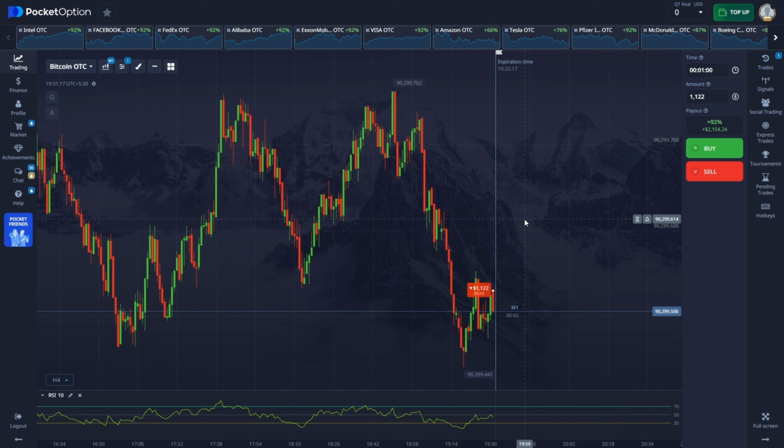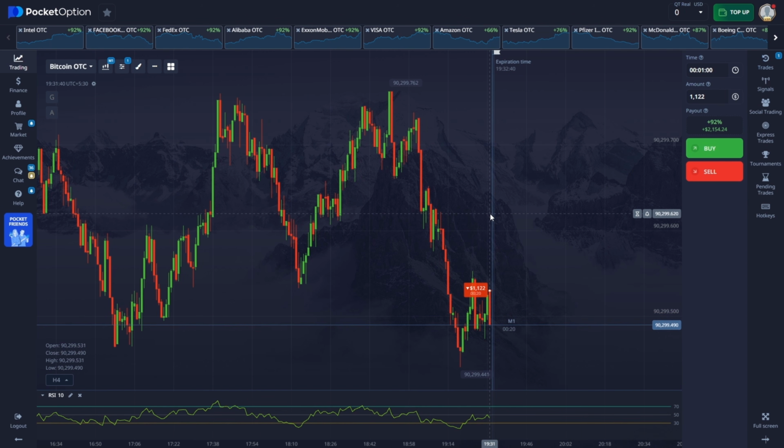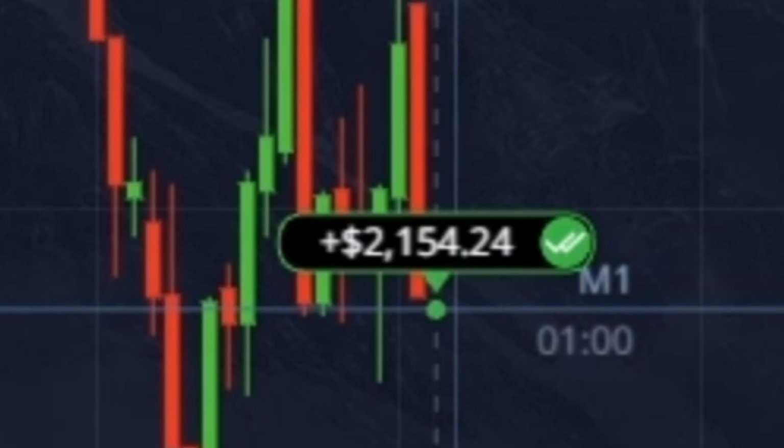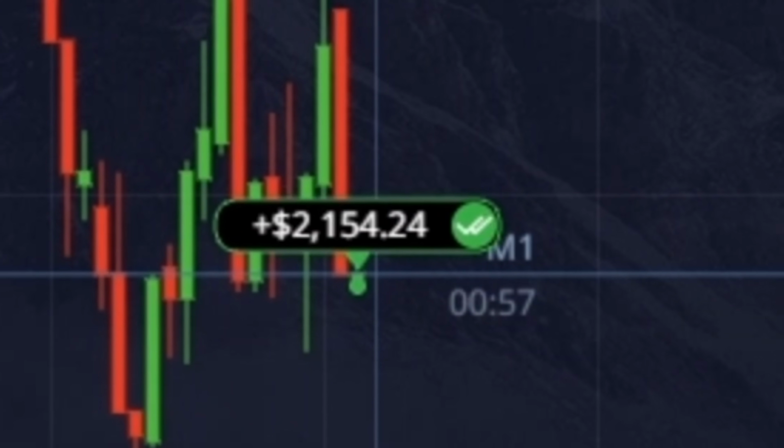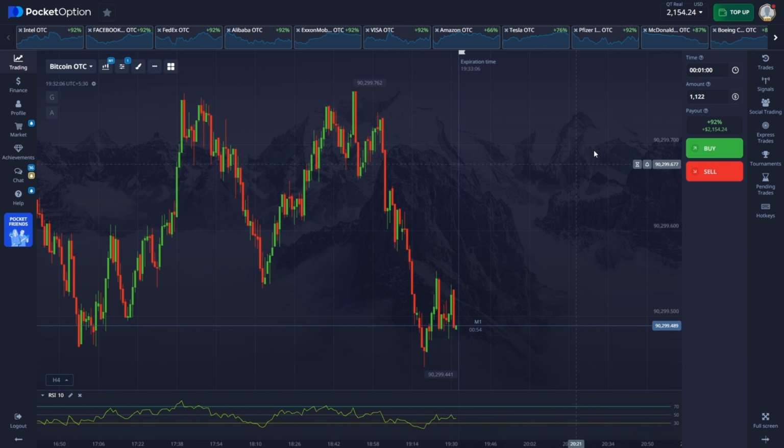You will see a gap up opening, and the trade was going well right now, but we still had 40 seconds left. Only a few seconds left, and I won my next trade. So now my balance has turned into $2,154. Let's find a trade for $2,154.